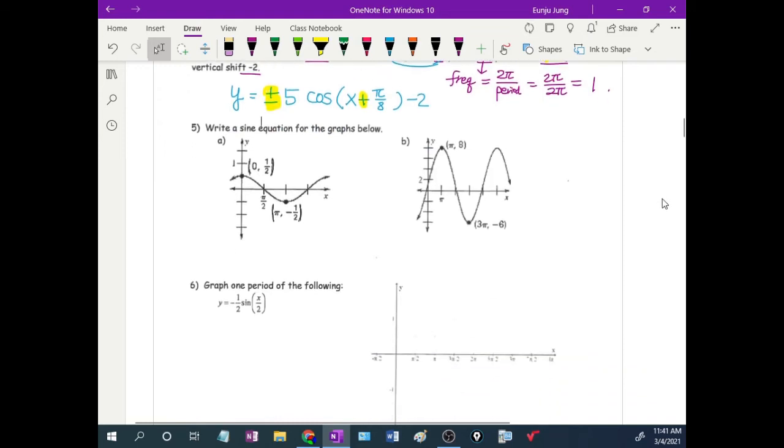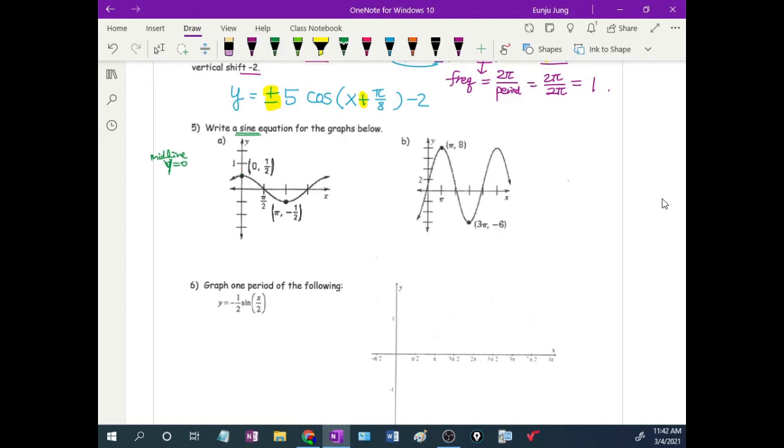Next question, number 5. Write a sine equation for the graph below. From the graph, what is the midline? The midline is at y equals 0, so I don't need a vertical shift. They ask us to use a sine function. I'd like to use a cosine function because it starts from the peak at 0, but they ask us to use sine, so I need to start from a different point.